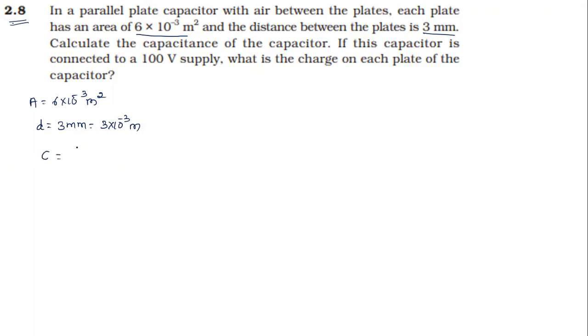What is the formula for capacitance? Epsilon naught A by D. So what is the value of epsilon naught? 8.854 into 10 power minus 12 into area 6 into 10 power minus 3 divided by distance between them, 3 into 10 power minus 3. 10 power minus 3, 10 power minus 3 cancel. It will become what now?